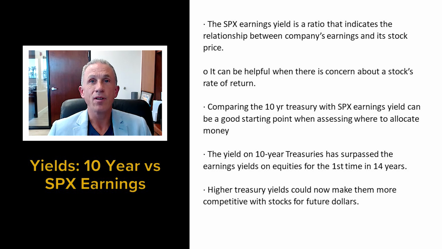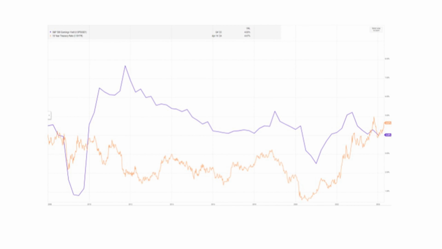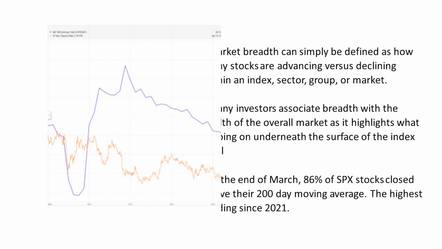And we cautioned about this in our March update about potentially being at an inflection point as the price-to-earnings ratio on the S&P was over 21 and 10-year Treasury yields were climbing. As you can see from this chart, the purple line is the S&P earnings yield, and the orange is actually the 10-year Treasury. And that 10-year Treasury now has surpassed the earnings yield of the S&P.